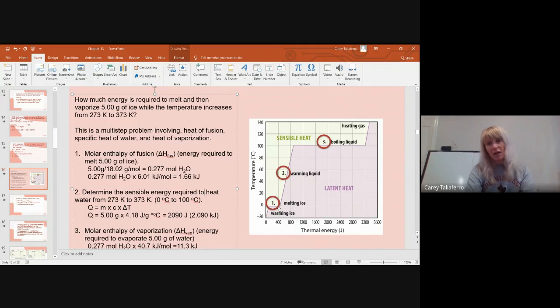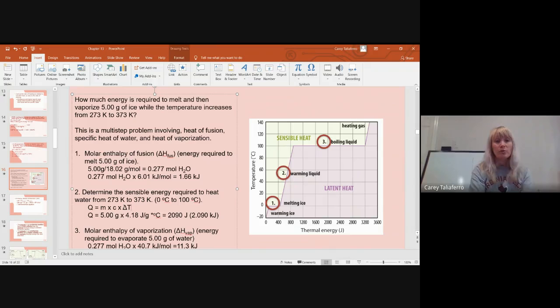notice that at this point, we are not melting anymore. We have all of our ice is now a liquid. So we need to then determine, remember, the sensible energy required to heat water from 0 degrees Celsius or 273 Kelvin to 373 Kelvin or 100 degrees Celsius because you have to heat up all of that water before you can reach the boiling point and start to evaporate. So now we go to our specific heat capacity. Q equals MC delta T.